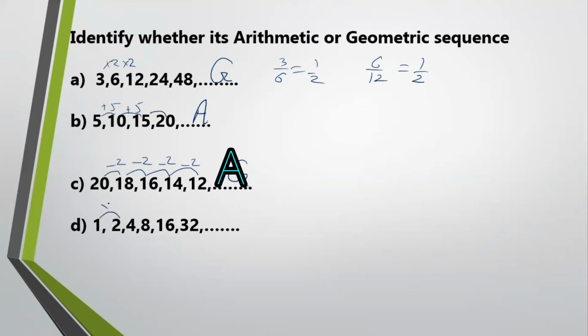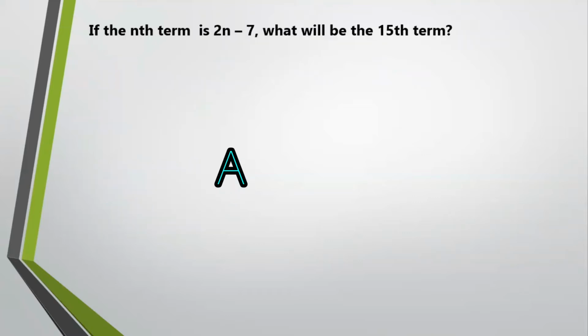Now, again, here it is 1 into 2, 2 2s are 4, 4 2s are 8. So we are multiplying by 2. So you have 1 upon 2, 2 upon 4 is also half. So again, this is a geometric sequence. Understood how to identify arithmetic and geometric sequence? Let's solve the next question.